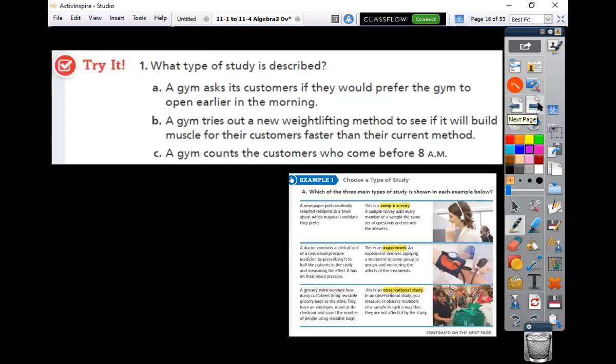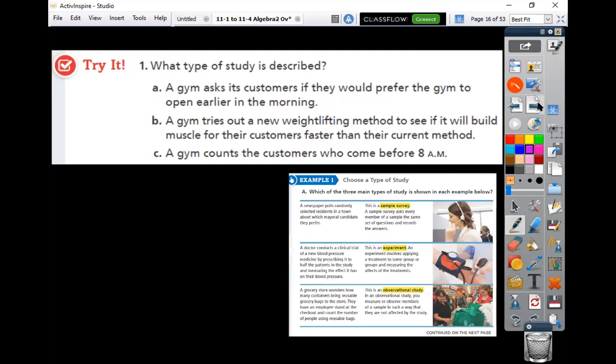All right, so what type of study? A gym asks its customers if they would prefer the gym to open earlier in the morning, or a gym tries out a new weightlifting method to see if it would build muscle for their customers faster than their current method, and a gym counts the customers who come before 8 a.m. So which of the three types of studies?